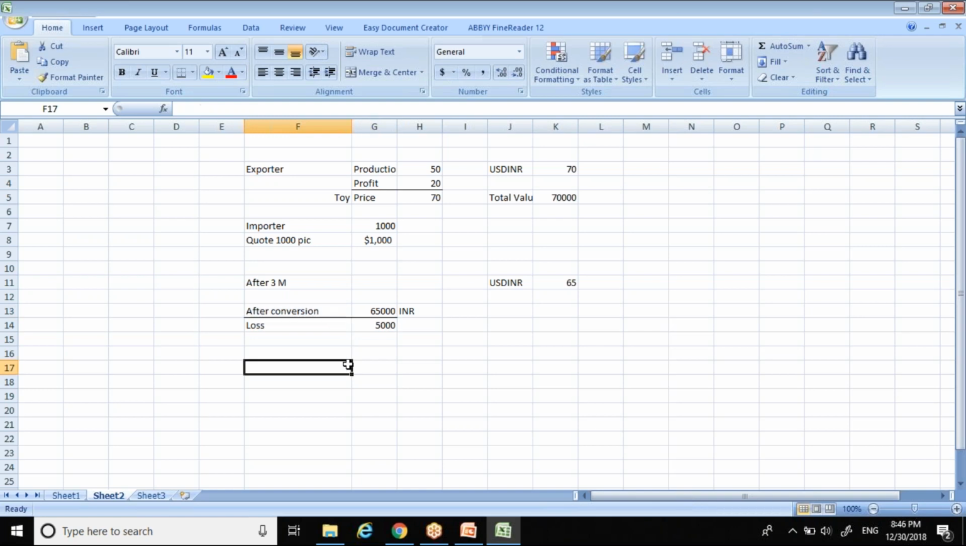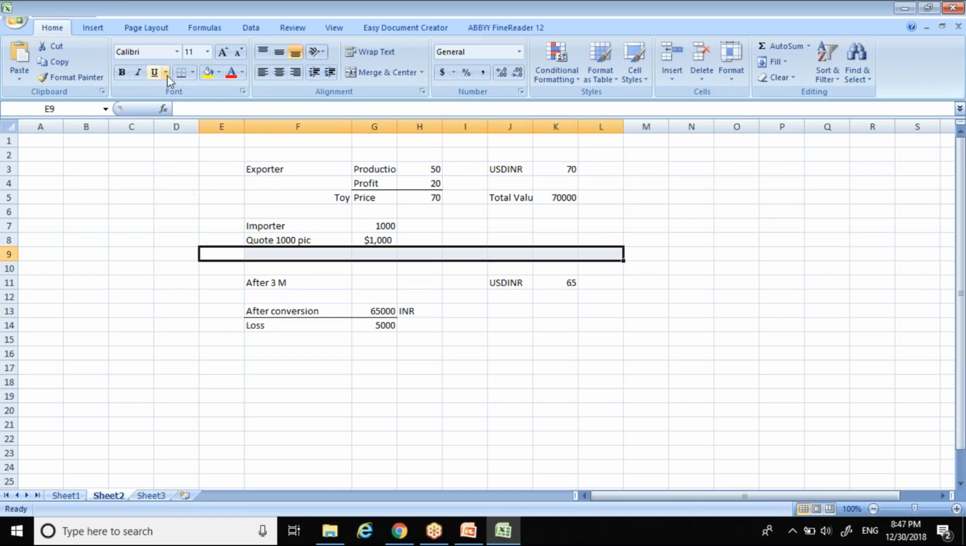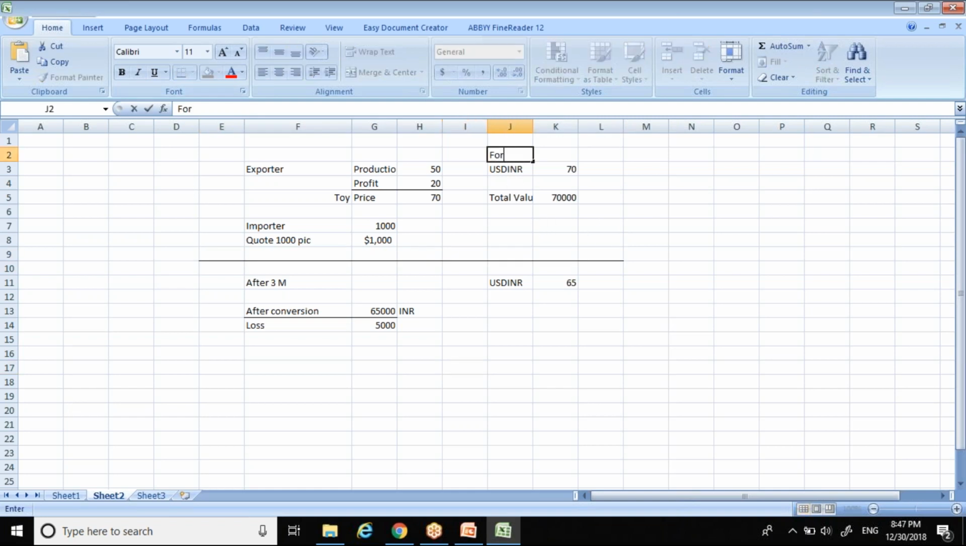Now you can save this thing. You can save in the beginning itself. So you have two options. One is in the beginning, when you are giving quotation to the importer, you will talk to your bank and ask for the forward rate.